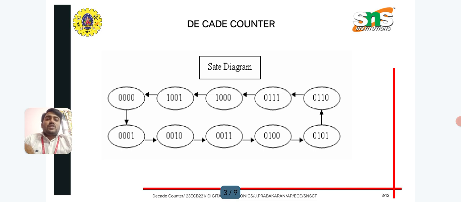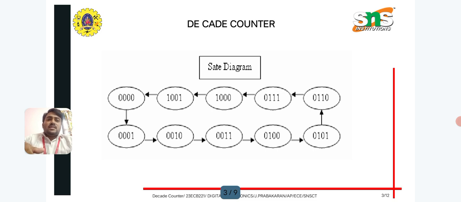For example, 0000, 0001, 0010, up to 1001, corresponding to the decimal count values 0 through 9. Next, the arrows between states represent transitions caused by the clock pulse. A clock pulse increments the count, causing the counter to move from one state to the next state.